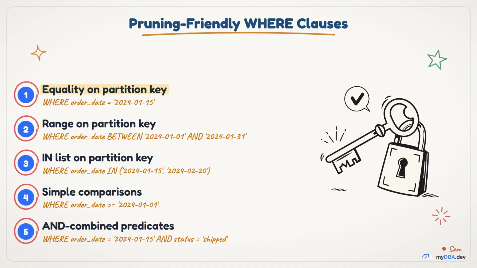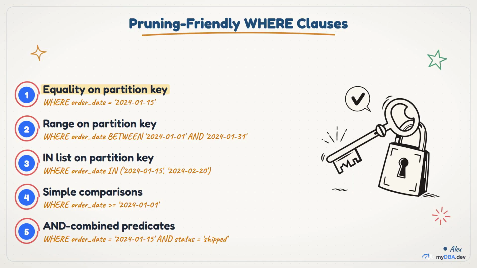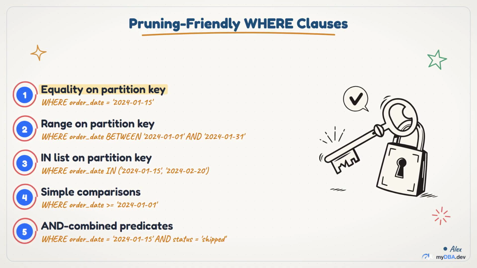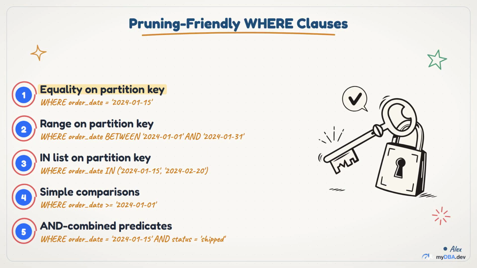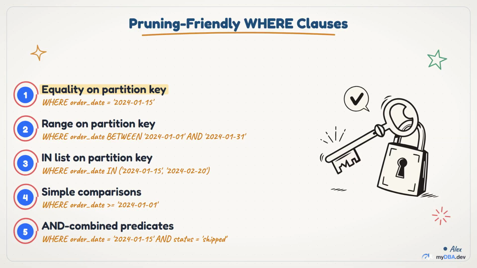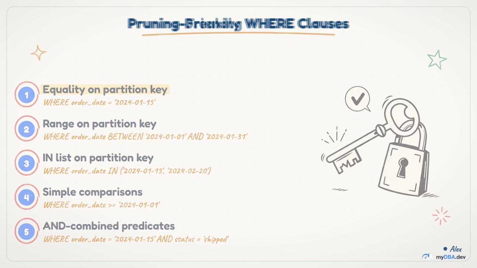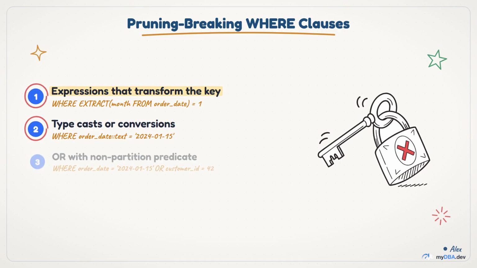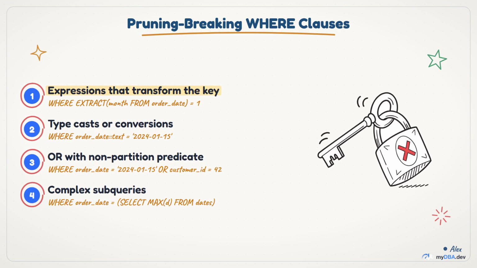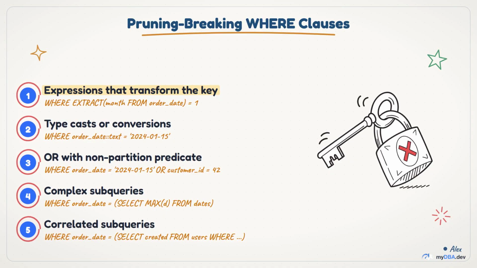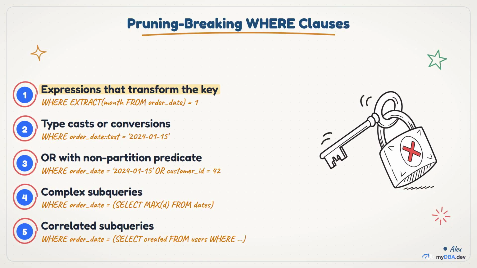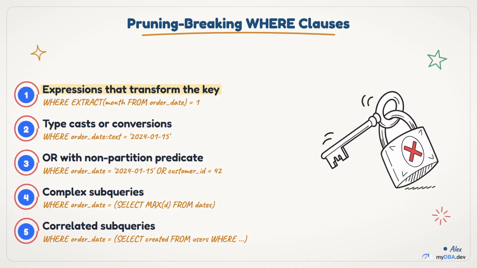What about OR conditions? OR works if both sides constrain the partition key. Where order_date equals January 15th or order_date equals February 20th will prune to two partitions. But if one side of the OR doesn't mention the partition key, pruning fails and you scan everything. That's a common trap. Any expression that transforms the partition key can prevent pruning because the planner can't invert the logic to figure out which partitions match. Extract, date_trunc, typecasts, or any function that wraps the column can prevent partition pruning. Complex subqueries also disable pruning because the planner can't evaluate them at plan time.